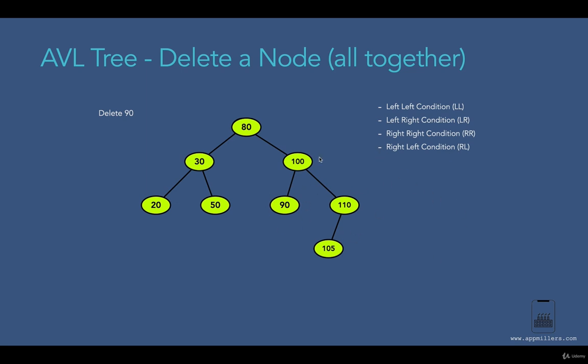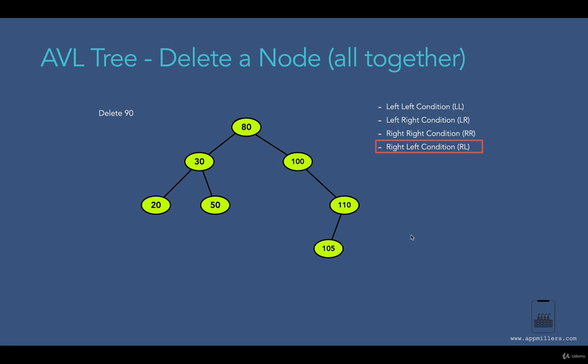So in this case, if I delete 90 from this AVL tree over here, we can easily see that the parent of 90, which is 100, becomes disbalanced. So in this case, we can easily see that 100 is disbalanced because the right child's height is 2 and the left child's height is 0. So this means that this is disbalanced. So after identifying the disbalanced node, we need to identify the condition. So we can easily see that this is right-left condition because the path from 100 to its grandchild is right and left. So in this case, this is right-left condition.